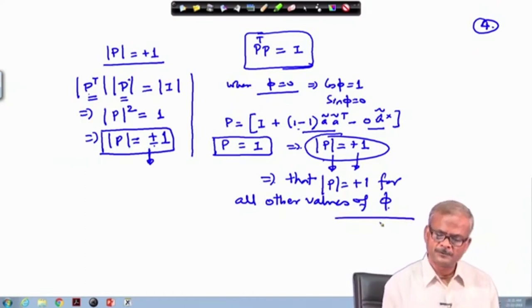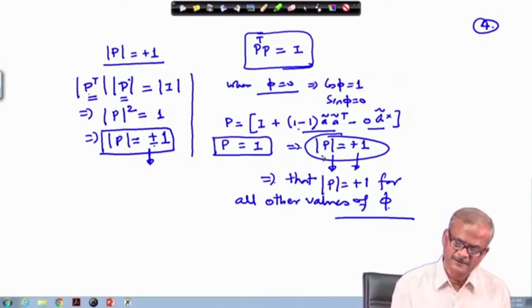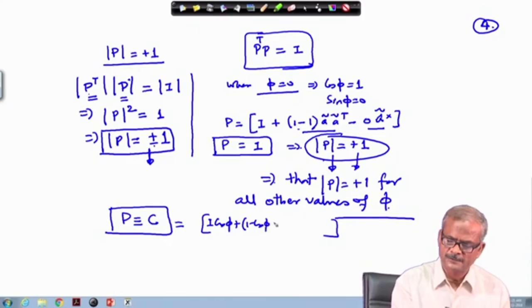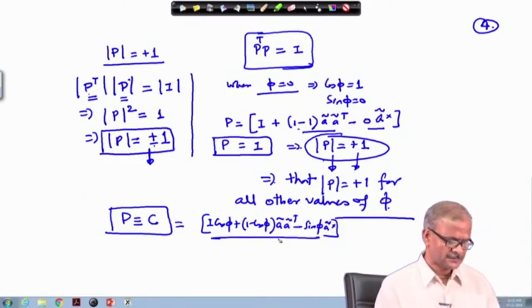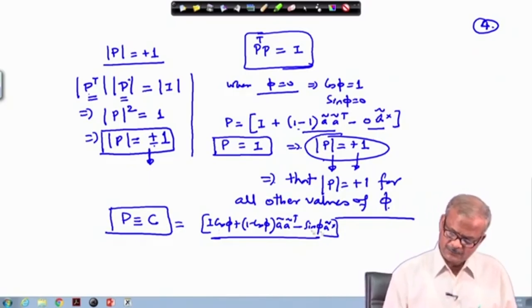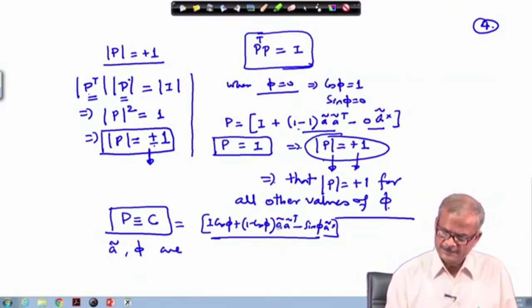So, this way we have proved all the requirements for P to be a rotation matrix, and already we have written that P is identical to C, and then we have written it in the format cos phi I plus 1 minus cos phi A tilde A tilde transpose minus sin phi times A tilde cross. So, this is our rotation matrix. Now, given that A tilde and phi are known, if we expand this, we can find out the elements of this C matrix.